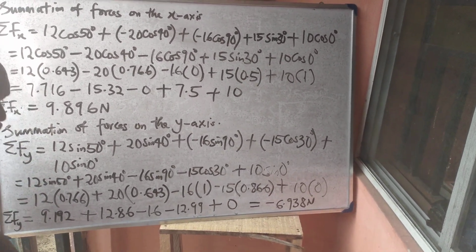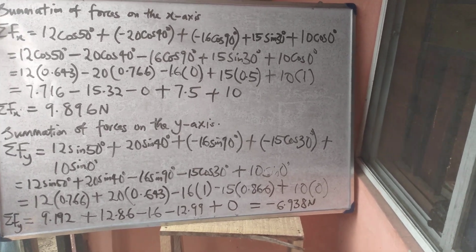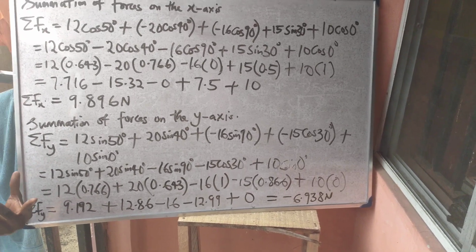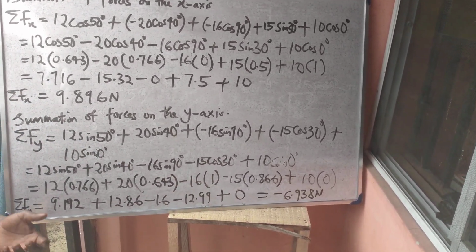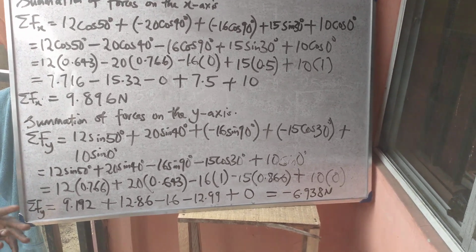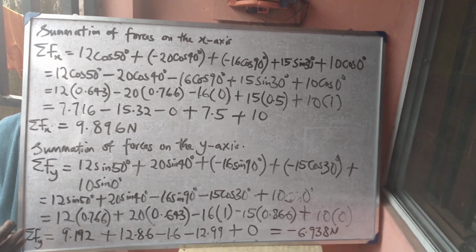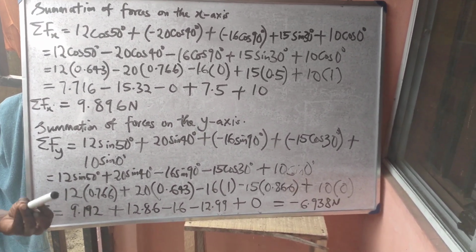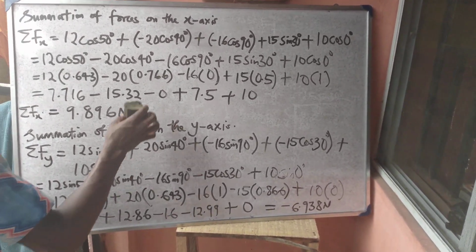Hence you have gotten the value of sigma fx and sigma fy. We have obtained the summation of forces on the x-axis as 9.896, and the summation of forces on the y-axis as minus 6.938. You then draw the force diagram, and with the aid of the force diagram you can obtain the magnitude of the resultant and also the direction. And once you have gotten that, you are done with the solving. Let's proceed further.